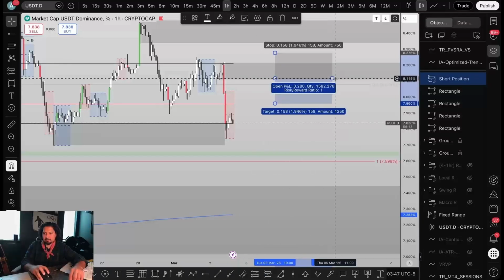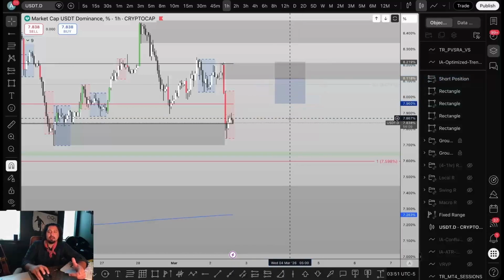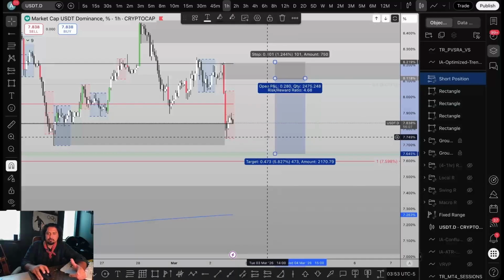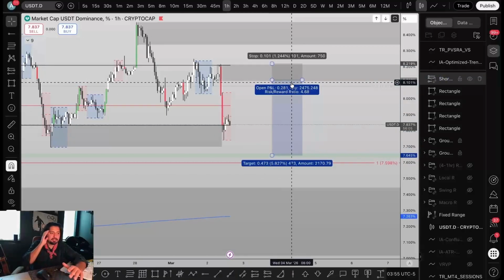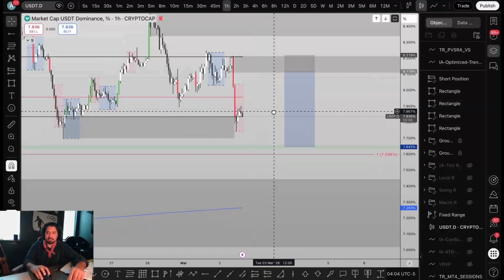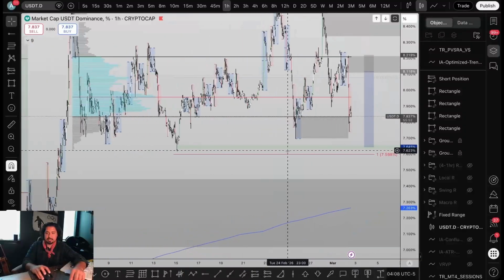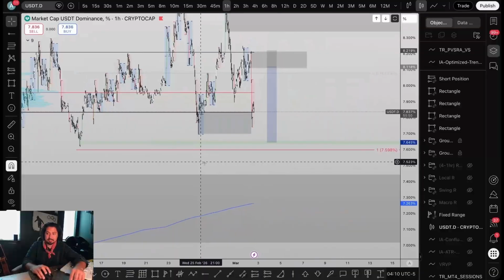So we could have something like this, and how you will see this is, since you can't trade USDT, this is me just thinking, okay, if this is an area where I need a short for USDT, then that means on crypto I need to look for longs. And that's pretty much it. Same thing down here. If we could start looking for longs, aka scalps on USDT down here.